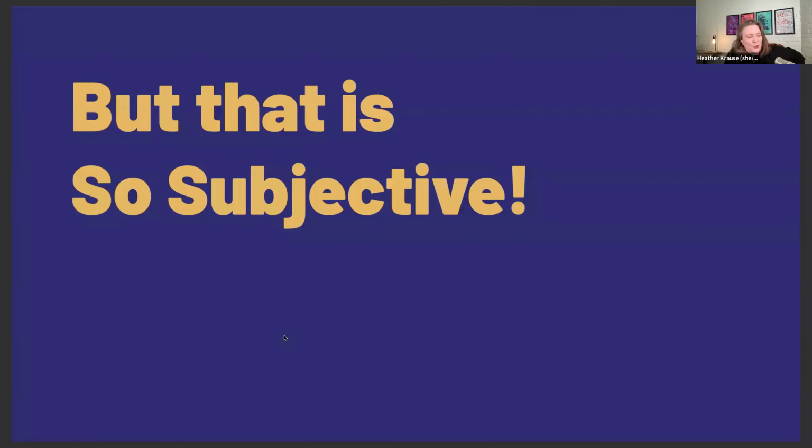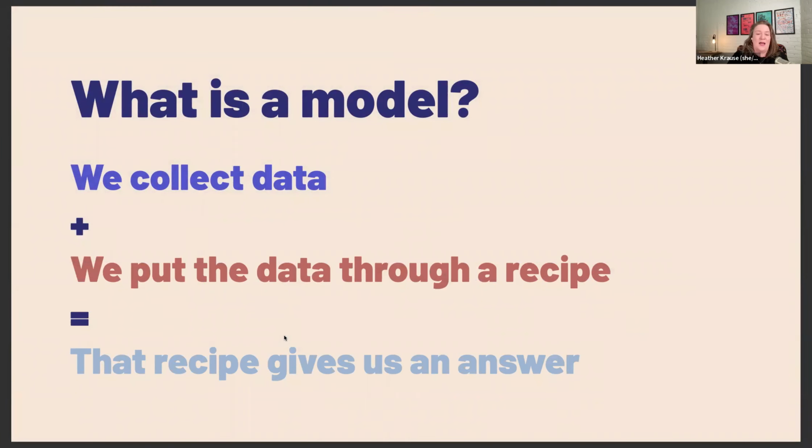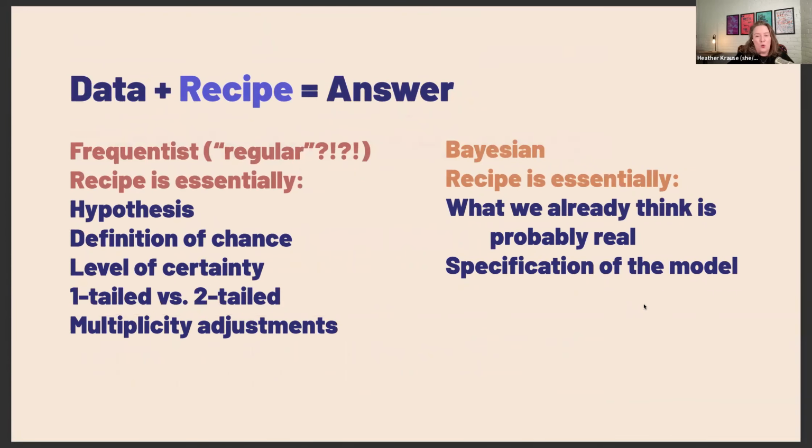And some of you, for sure, are already saying this is extremely subjective. Like, how can you possibly include somebody's opinion in a statistical model? And the answer to that is that we are all doing that, no matter what kind of model we're doing, whether we're using a frequentist model or a Bayesian model. We are all incorporating opinions into that model. What's different about a Bayesian model is the way that it incorporates opinions.